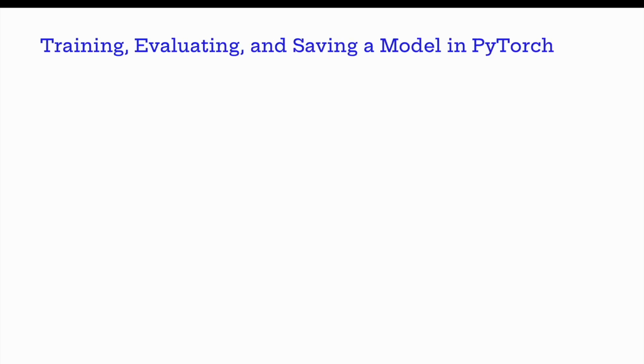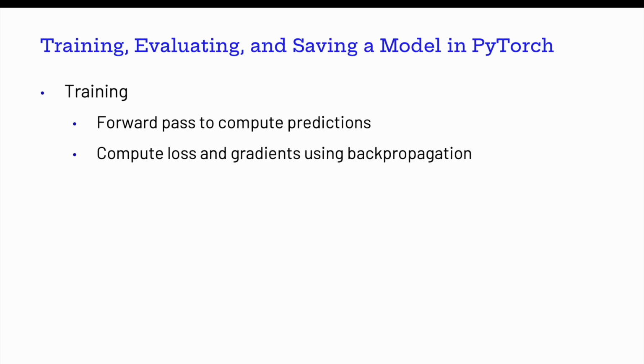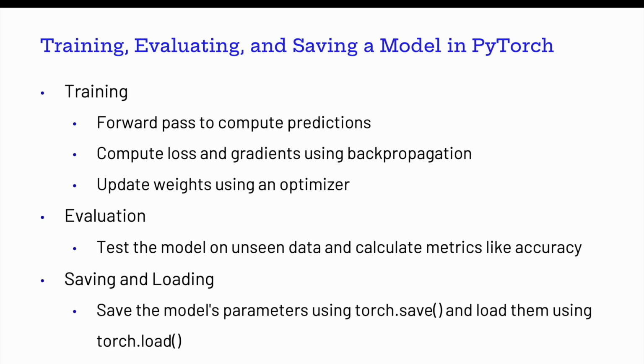Next, let's talk about training, evaluating, and saving a model in PyTorch. For training, we will use a forward pass to compute predictions. Next, we're going to compute loss and gradients using backpropagation. And then we will update the weights using an optimizer. For evaluation, we'll test the model on unseen data and calculate metrics like accuracy. Finally, saving and loading. We'll save the model's parameters using torch.save and load them using torch.load.